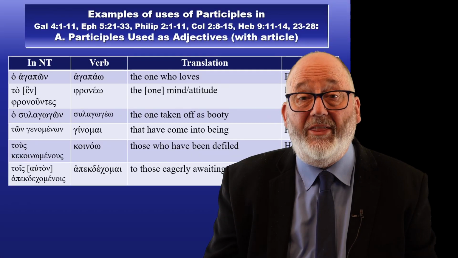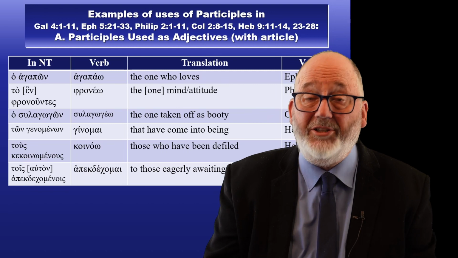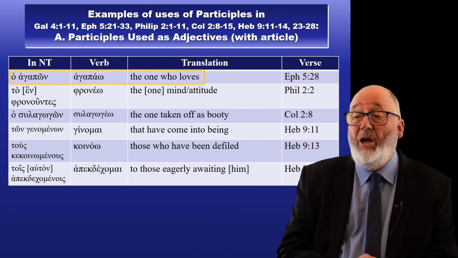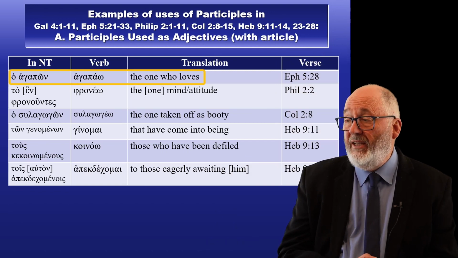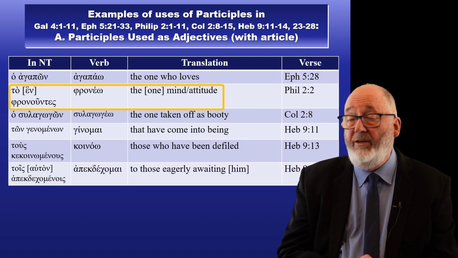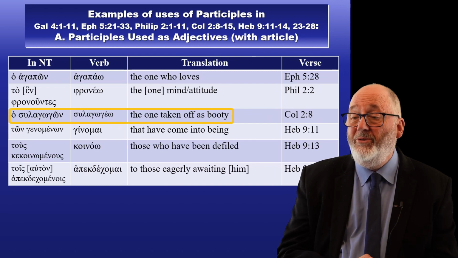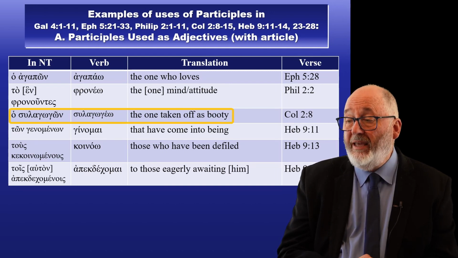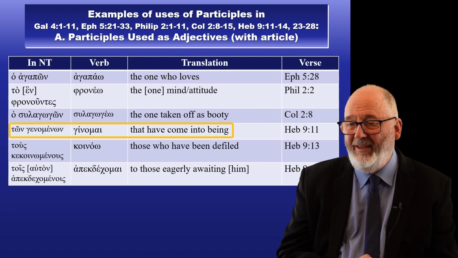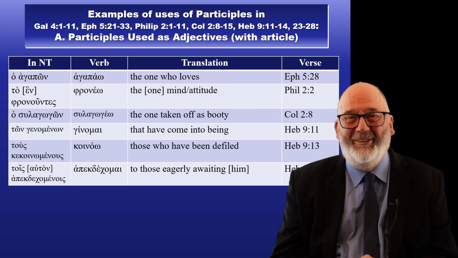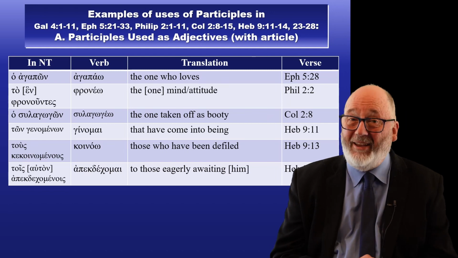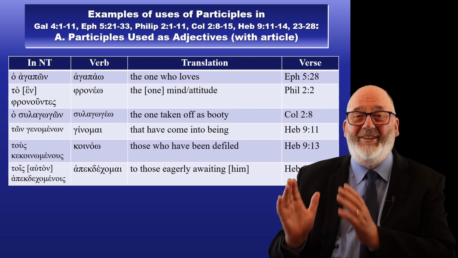If you're wondering if other parts of the New Testament use the same construction, well, here are some examples taken from the New Testament epistles. Ho agapon, the one who loves, found in Ephesians 5. To hen phronountes, the one mind or the one attitude. Ho sulagogon, the one taken off as booty. Ton genomenon, that have come into being. Yes. Once we move from the Gospels, the Greek gets a little more challenging, but you can see it's basically the same idea, the one who.